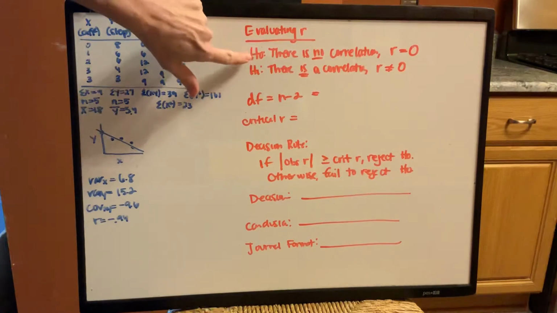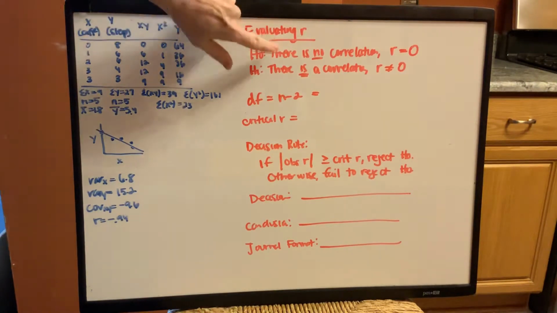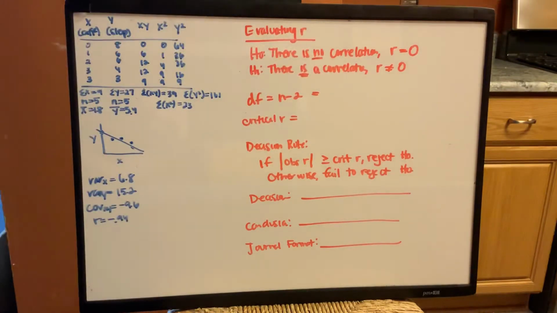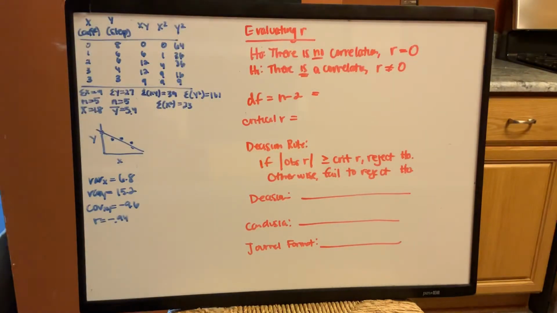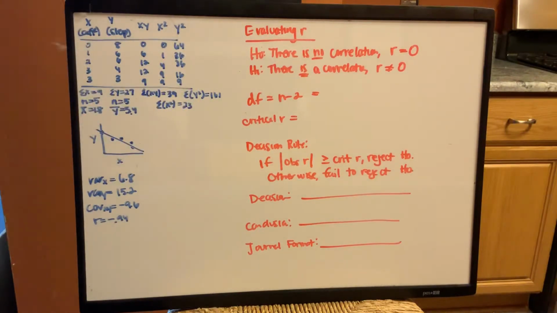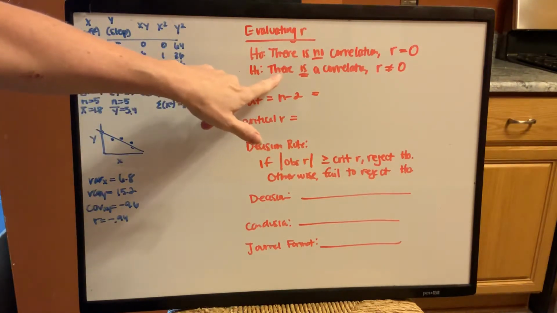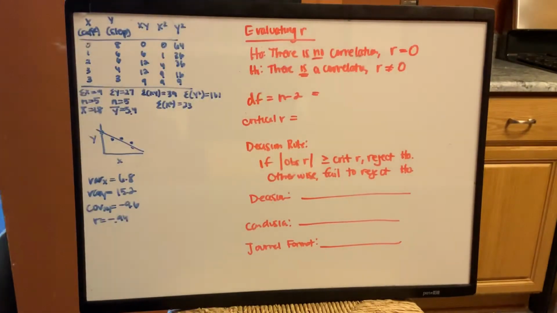So in this video, we are going to evaluate the R. So remember, our null hypothesis, in general, is always that there's nothing going on. So the way that we word that in a correlation is there is no correlation. And for those of you that want to do this with as few characters as possible, you could just say R equals 0. The alternative hypothesis says that there is something going on. So in this case, we word it, there is a correlation. And again, for the shorthand version, it's R does not equal 0.